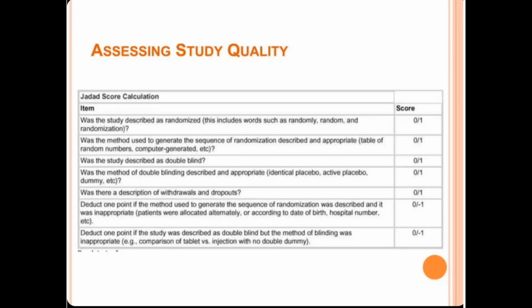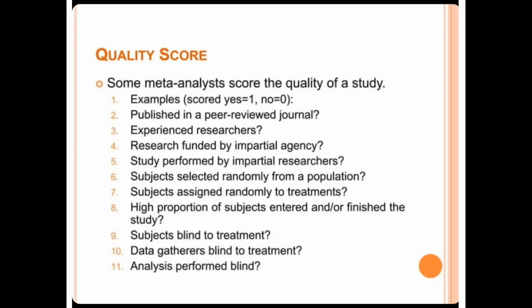We also assess study quality using a quality score. Some meta-analyses score the quality of studies, for example scoring yes as 1 mark and no as 0. The criteria include: published in a peer-reviewed journal, experienced researchers, research funded by an impartial agency, study performed by impartial researchers, and subjects selected randomly from a population.